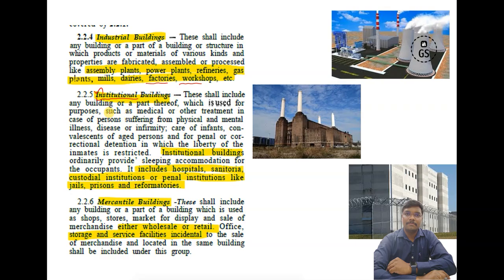But what all comes in institutional buildings? If you look at it, hospitals or jails or some kind of reformatories, sanatoria, custodial institutions, all of this comes under institutional buildings, like mental illness or any kind of treatment purpose. So these all come under the category of institutional buildings. It's a part of medical or treatment-related use. So that makes sense here.